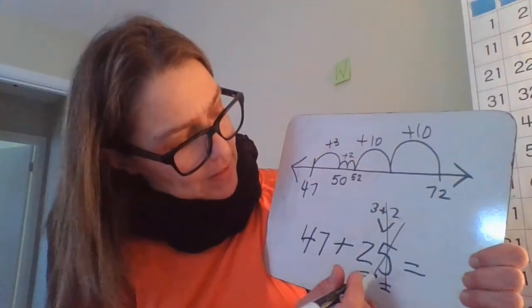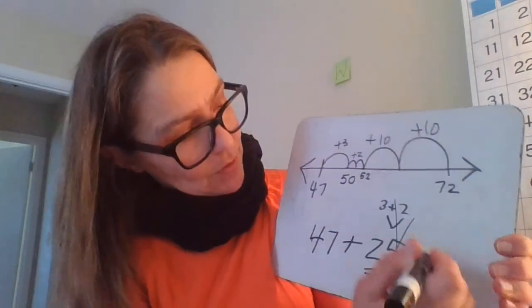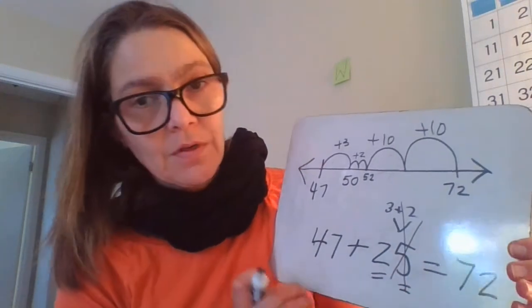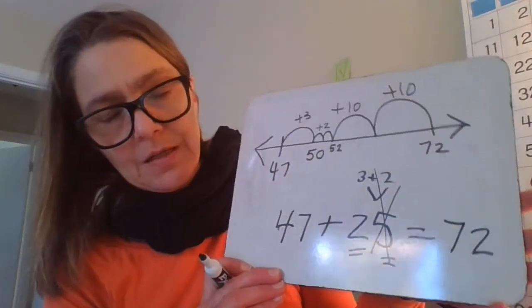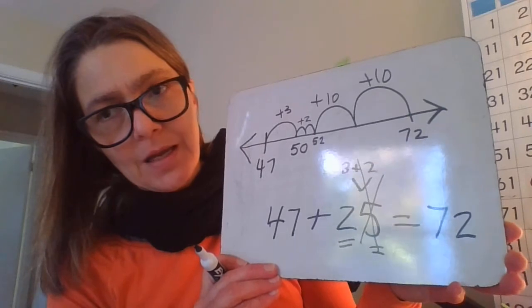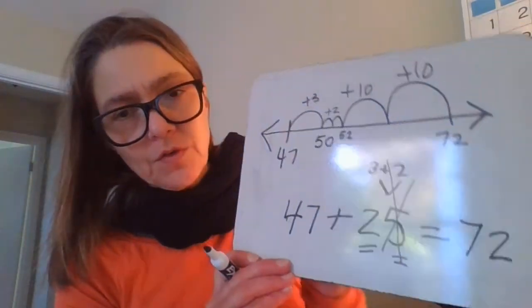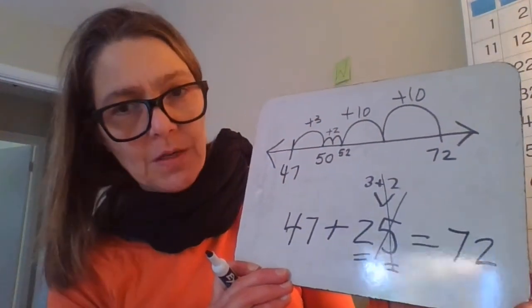Twenty-four, 25, and it does. So my answer is 72. So this is a third way that you can do it, a third way. Whichever way works for you is the way you should use.